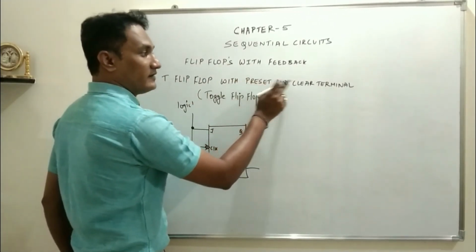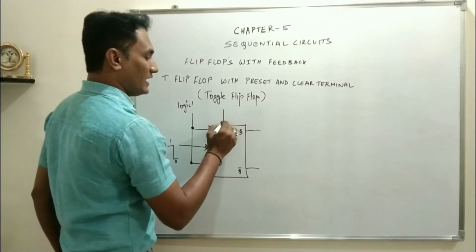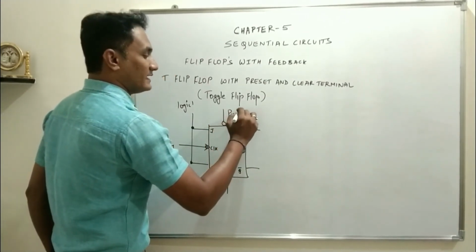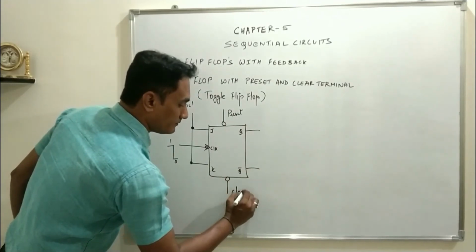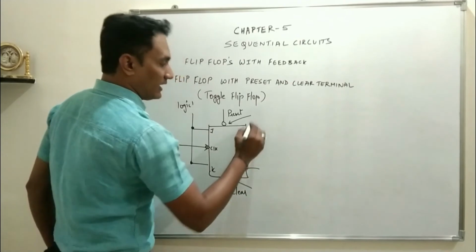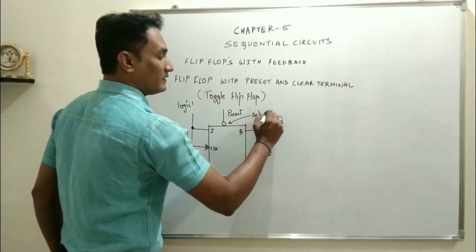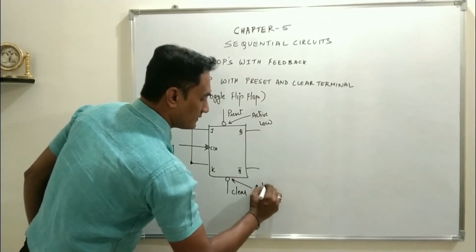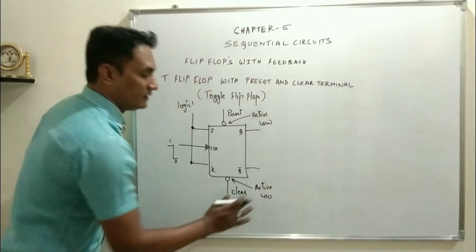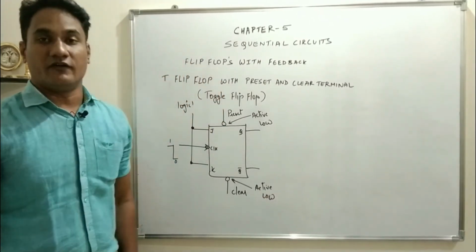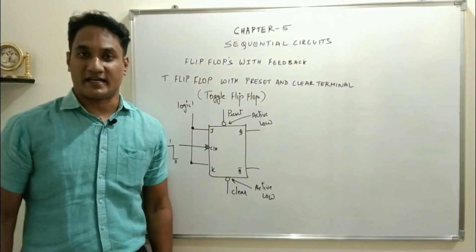Now we have to design it with preset and clear terminals. So we have to add two more terminals to it, called preset and clear. Now both the terminals which you can see are active low. Active low means they will be activated when 0 is given to them. If 1 is given to them, they will be deactivated.